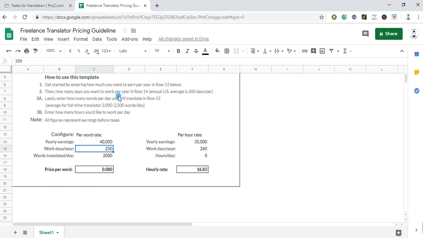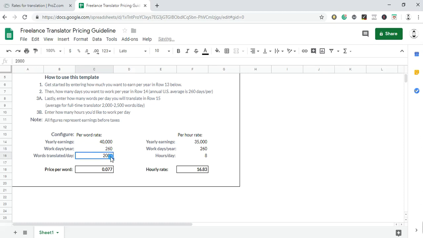I put up here in number 2, the annual US average is 260 days per year. And so that's the US. In Europe, it's about 252 or 253. So it's a little bit less. Obviously, Europeans get more vacation than Americans. So it depends on your country, and honestly, it just depends on how much you want to work. But a US average is 260 days. So let's go ahead and put 260 in there.